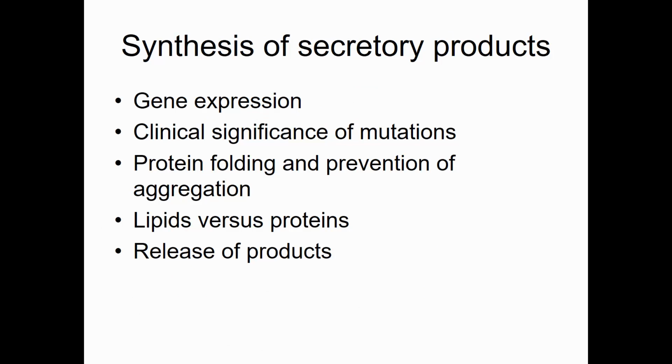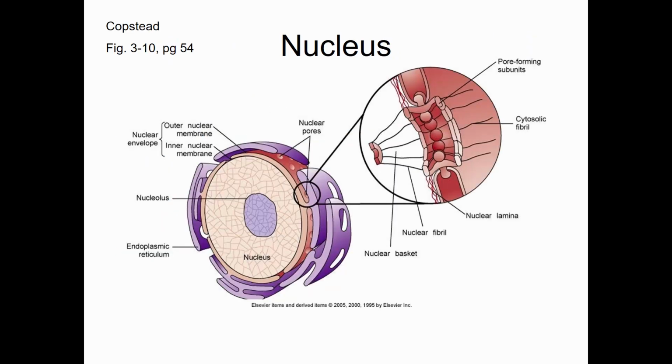So we're going to talk about a number of things. Gene expression, which is basically making a protein out of a gene. What happens with mutations, that you make a protein but then you have to fold it up, you have to stabilize it, you have to prevent it from falling apart and forming abnormal aggregations. That's where the chaperones come in. Making a lipid secretory product as opposed to a protein secretory product, and then releasing those products.